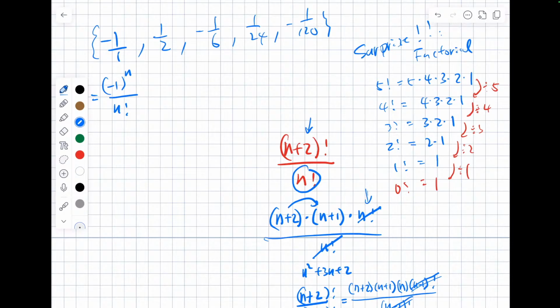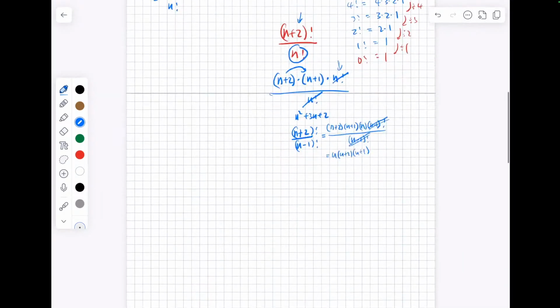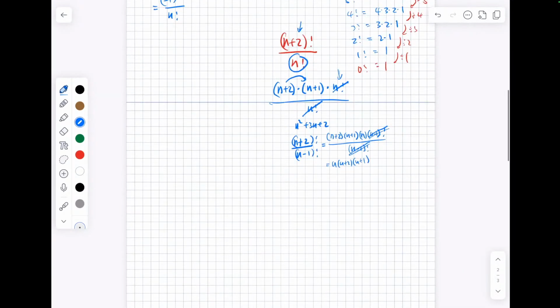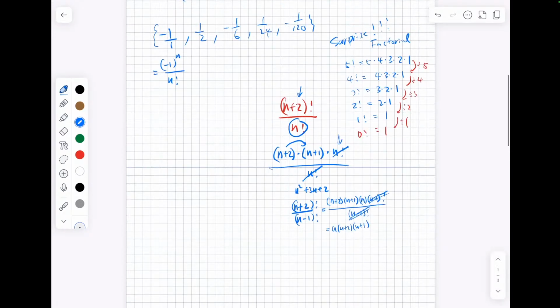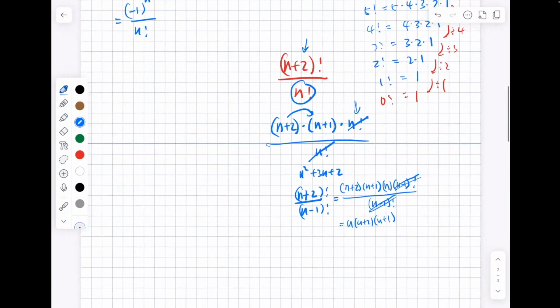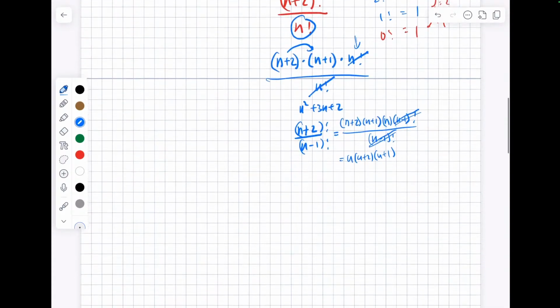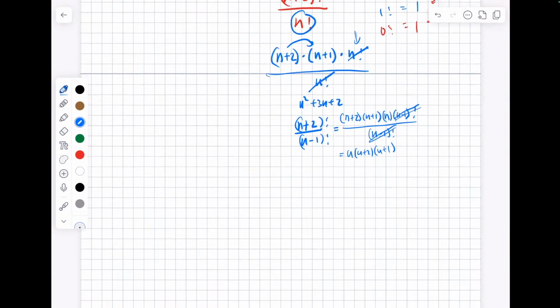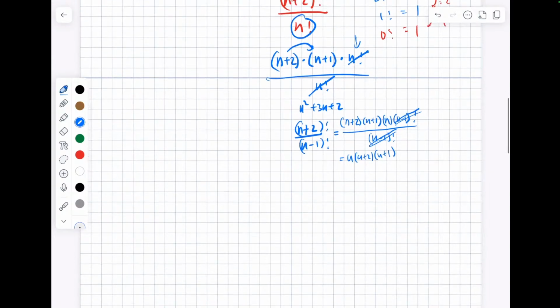What is this called again? This is called sequence. But this is a review for algebra 2. This is algebra 2. I have a headache, please.